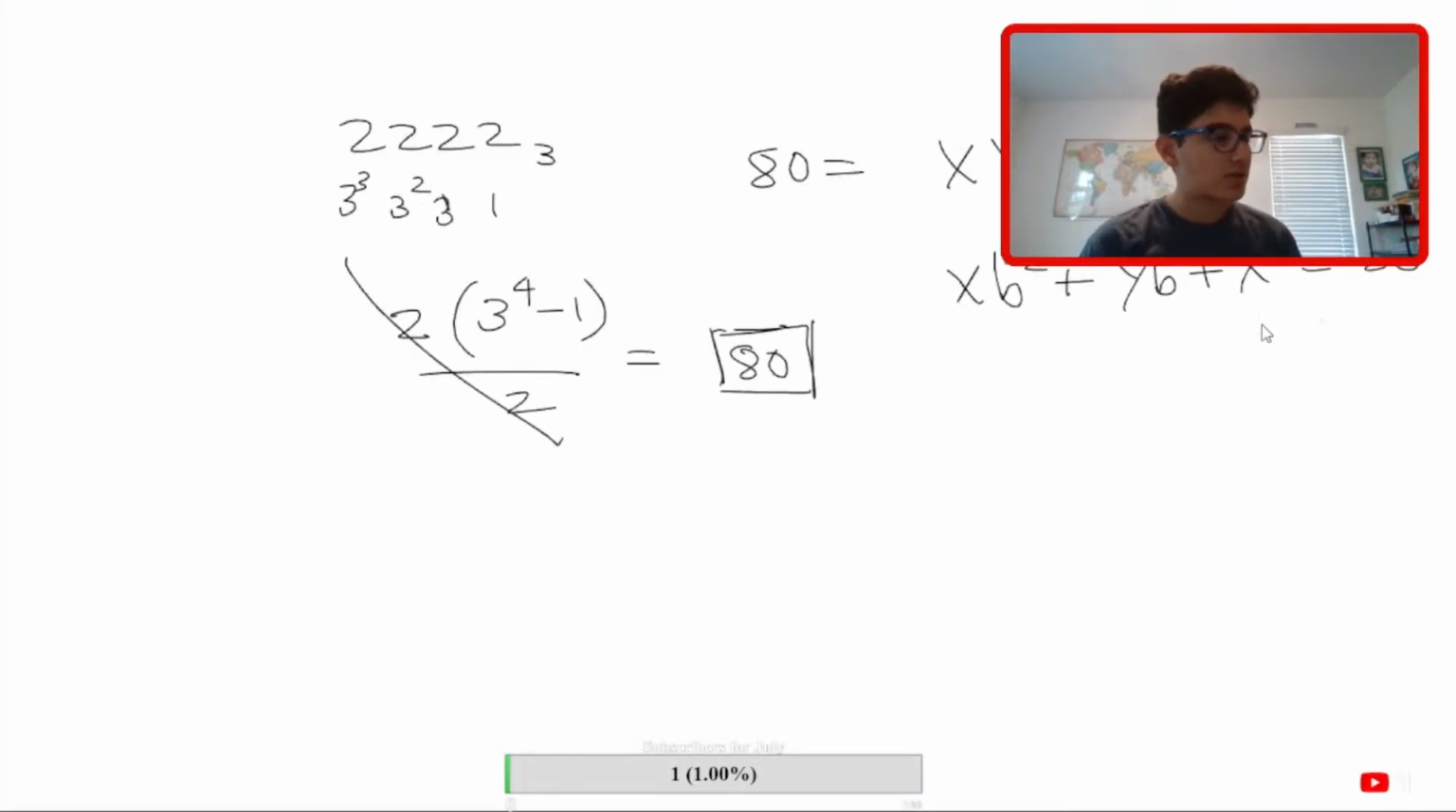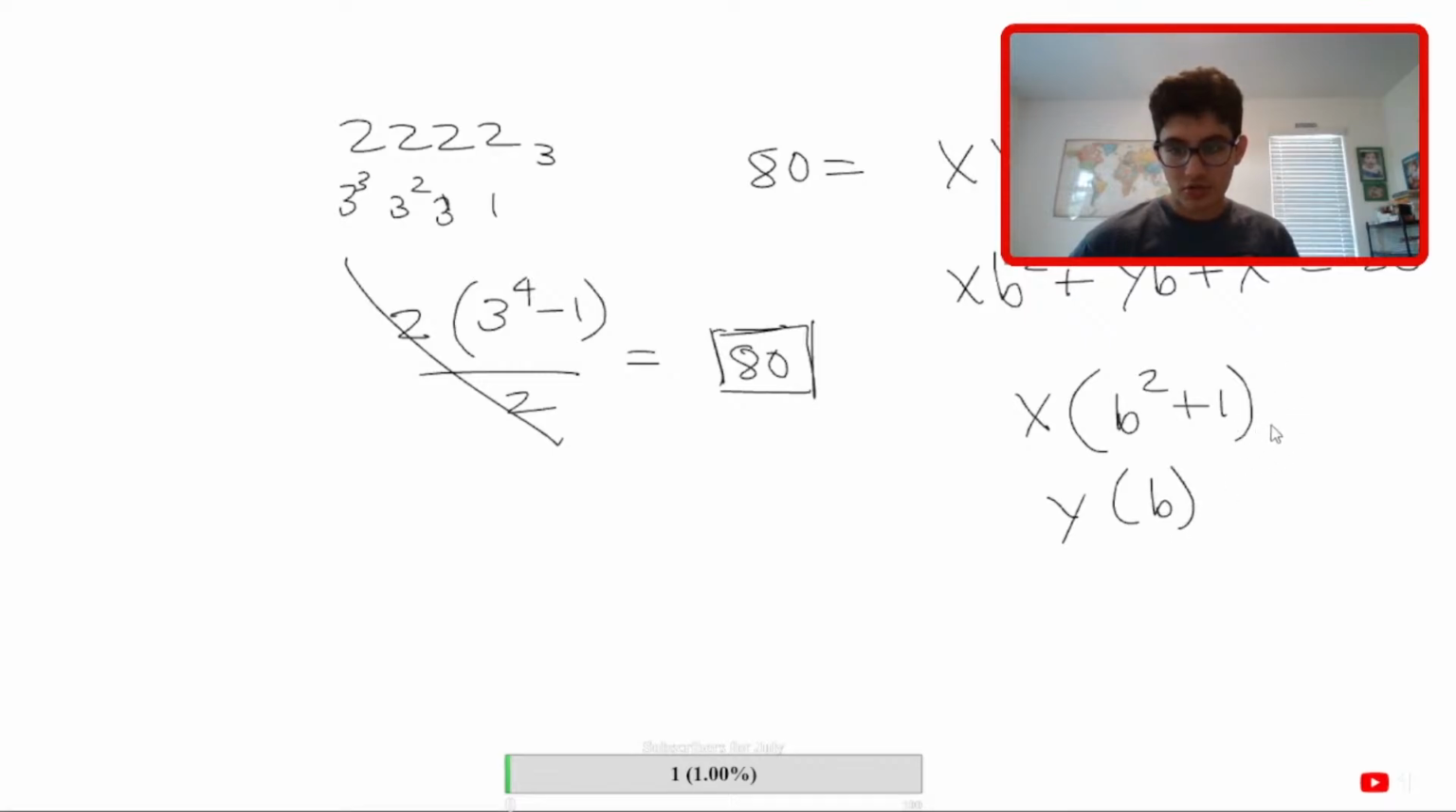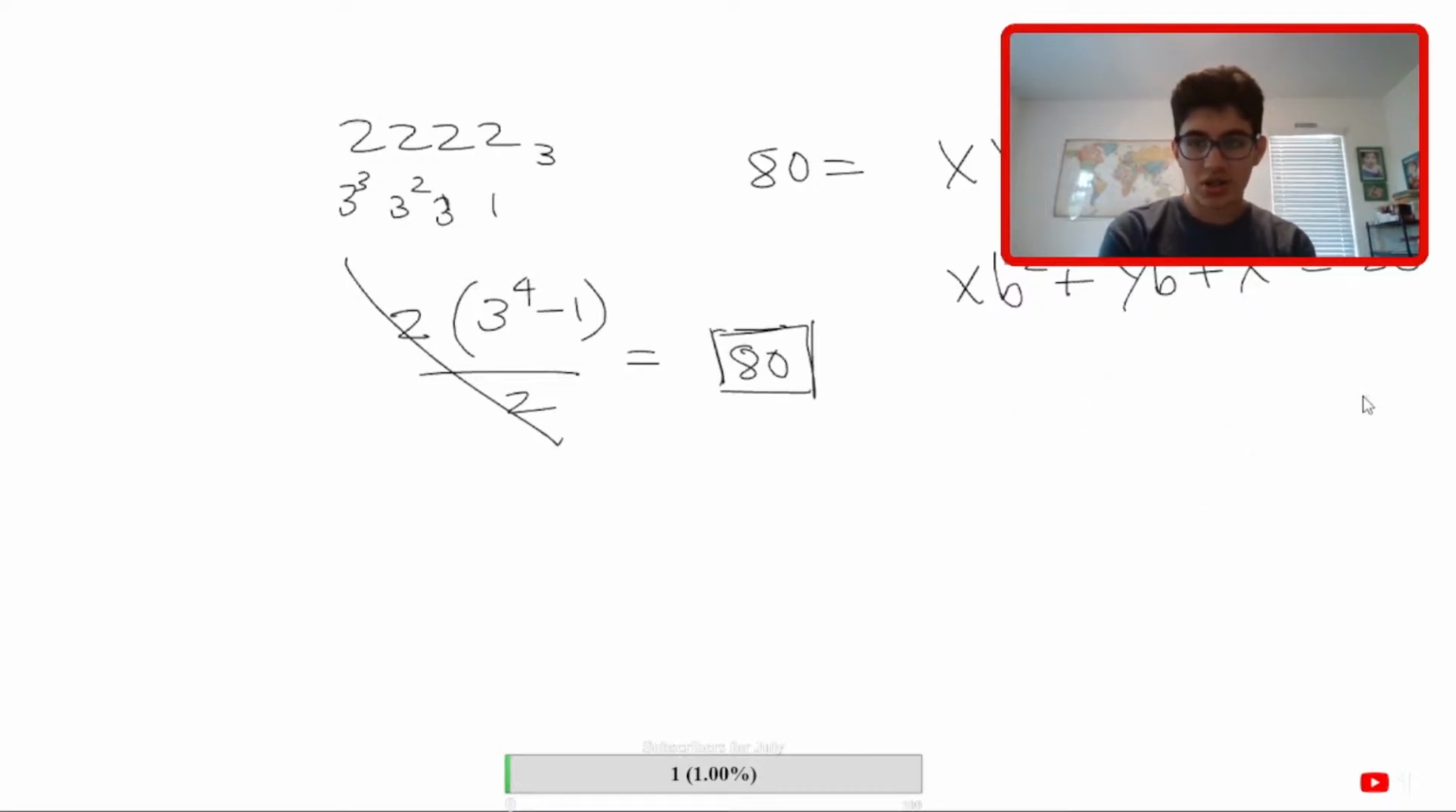But wait, we can think about this in another way, I think, right? So 80 is an even number. You have basically X times B squared plus 1. And then you have Y times B. For this to add up to an even number, either, so let's say that this is, okay, let's ignore that actually. I think we can just do some guess and check here. That should work out. Because there's very few numbers, right? Actually, no, wait, it's even easier than that.